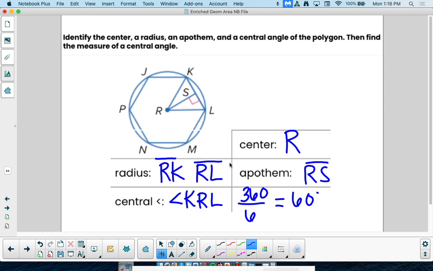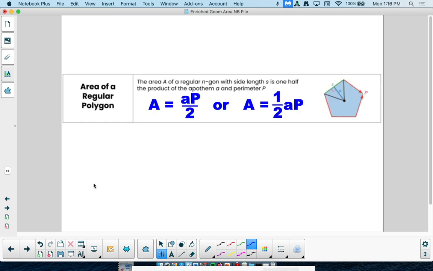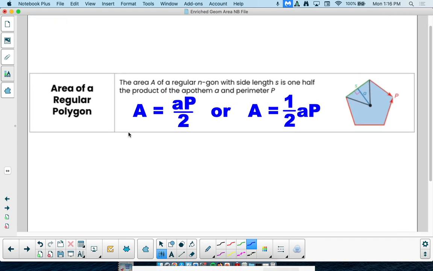Okay. So if we wanted to find the area of that hexagon here, we have a nice little formula. It's half the product of your apothem times your perimeter. You can write it either way, whatever way you prefer. The little a stands for the apothem, the segment inside that goes from the center to the outside of your polygon, times the perimeter. So a is your apothem, p is for perimeter, multiplying together, divide by 2.